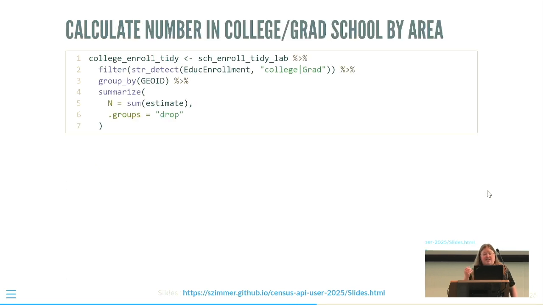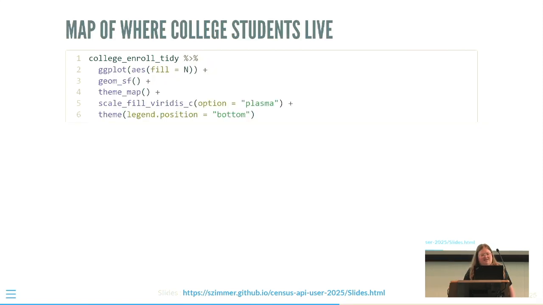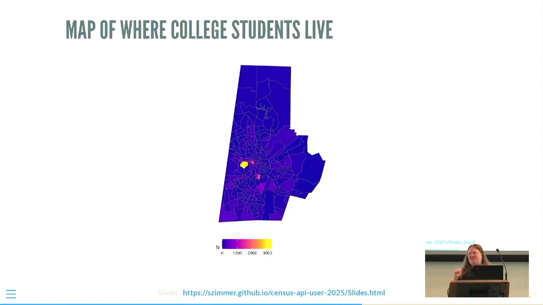So then I can do a little bit of cleaning and just grab those people that are either in college or grad school, and summarize them at that GEOID, which is that census block group level. And now I finally have the number of people in each block group that are in college or grad school. And we can then make a map of this just in a few steps. And now we know where the college students in Durham are. So where is Duke?